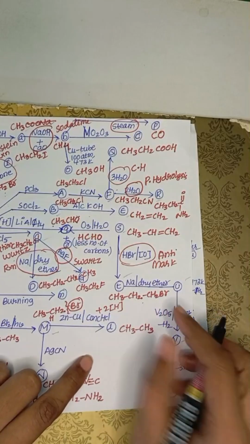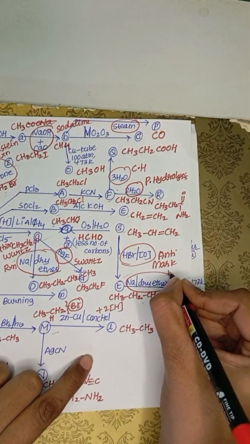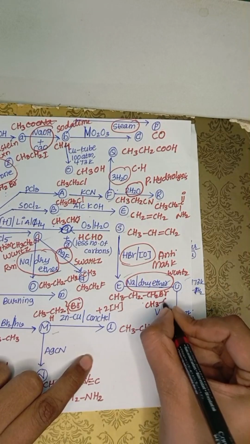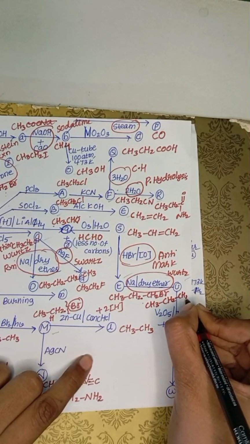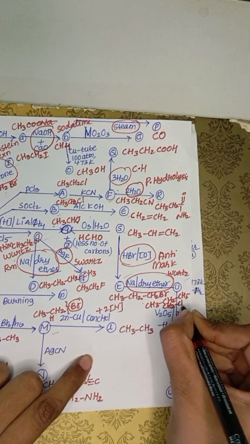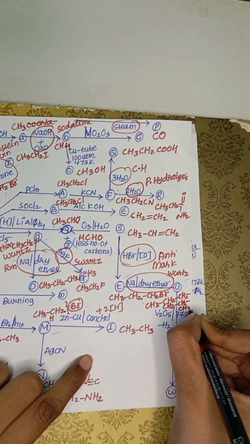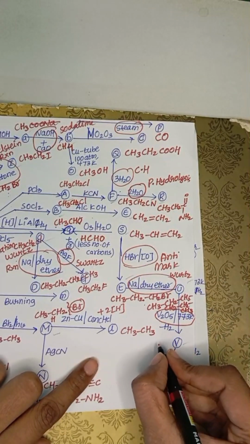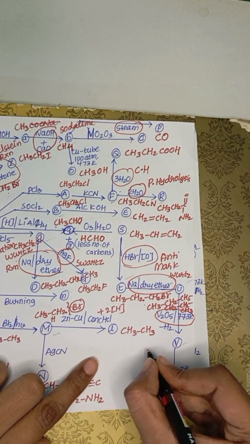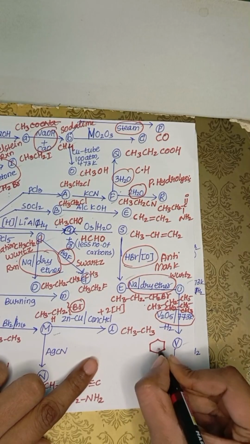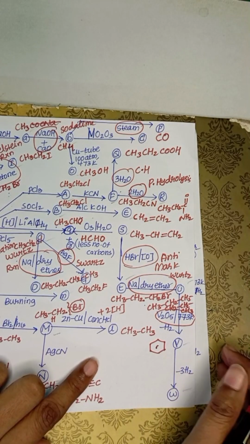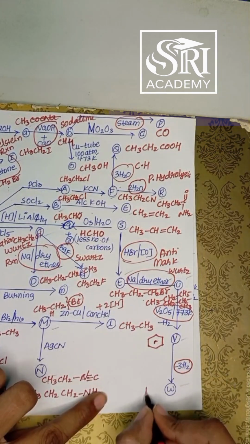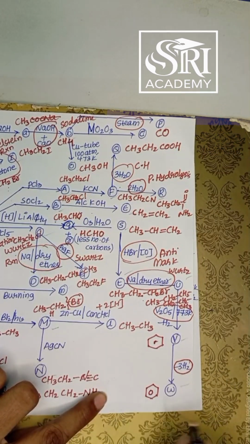bromopropane. When bromopropane undergoes the Wurtz reaction, it gives you coupling and forms n-hexane. When n-hexane is treated with vanadium pentoxide, it undergoes aromatization and forms cyclohexane. When cyclohexane undergoes dehydrogenation, it forms benzene.